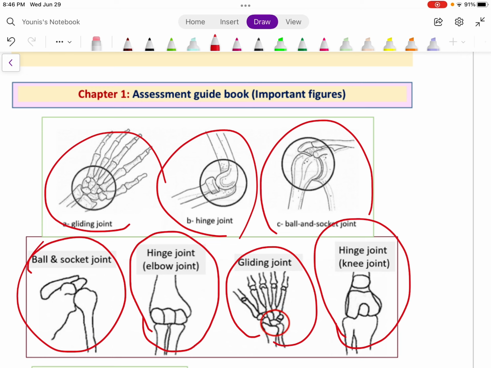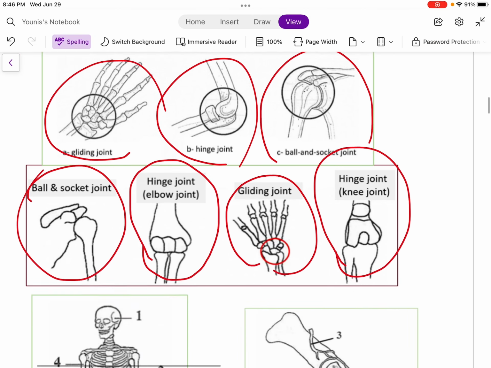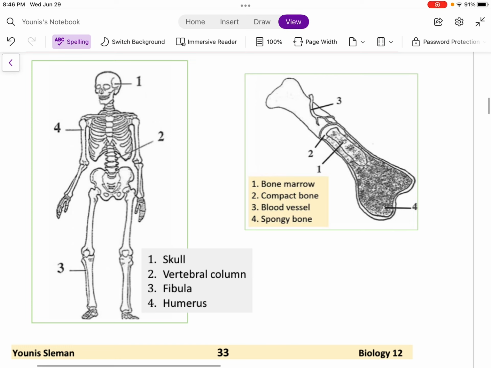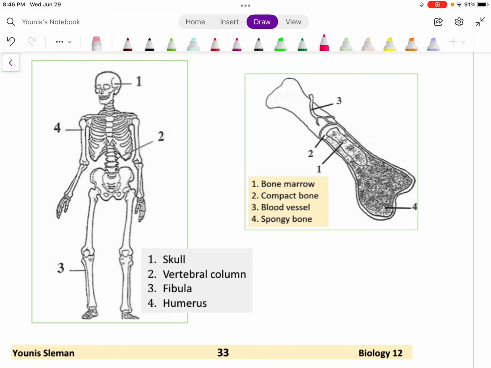The names are mentioned, you should just know where these bones are located and to which type of joint they belong. And see, two more diagrams. For example, in this one, number 1 is the bone marrow. Number 2, the compact bone. Number 3, the blood vessel. And number 4, the spongy bone. And here you have the skull. You have the vertebral column.